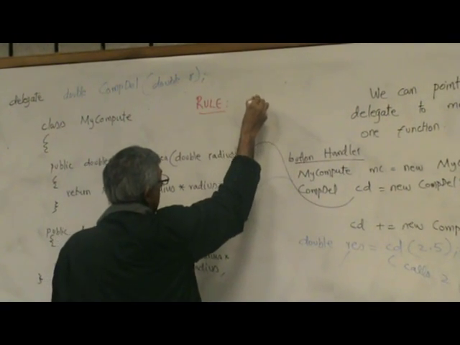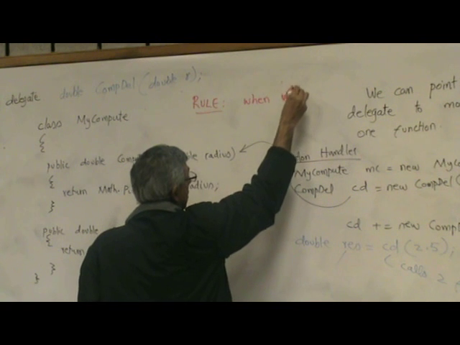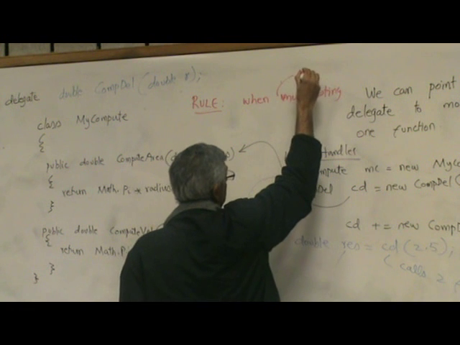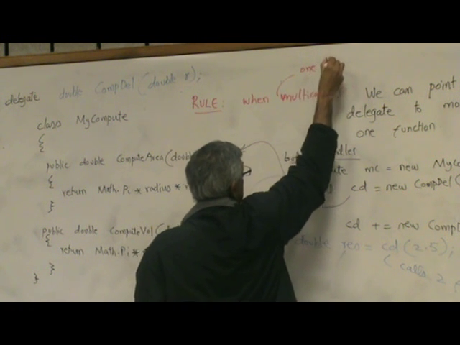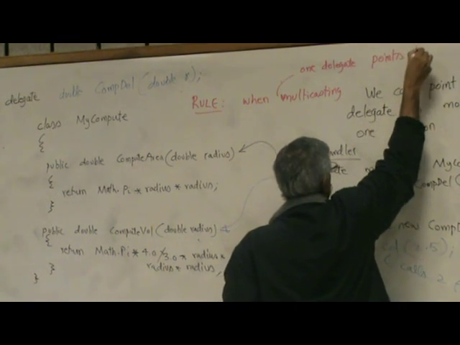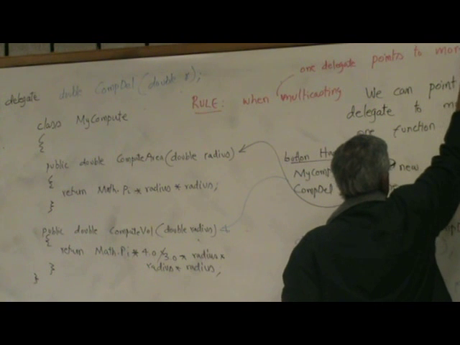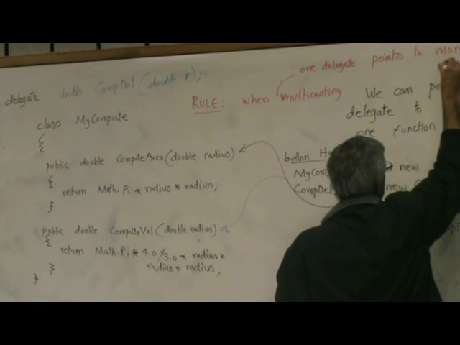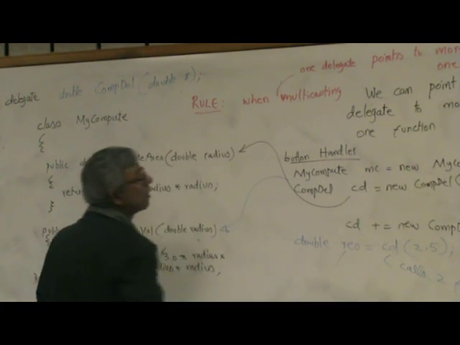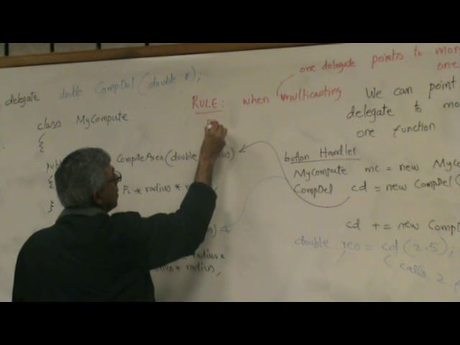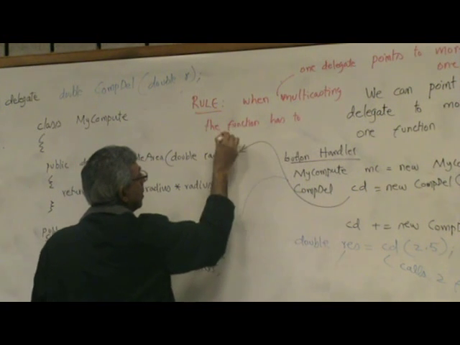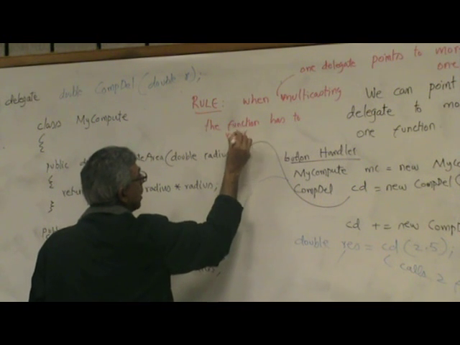Multicasting is another term used, meaning one delegate points to more than one function. So anytime you try to make the delegate point to more than one function, the function has to return void. Otherwise, the code won't compile.